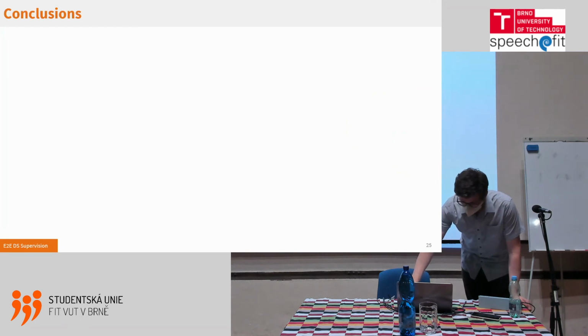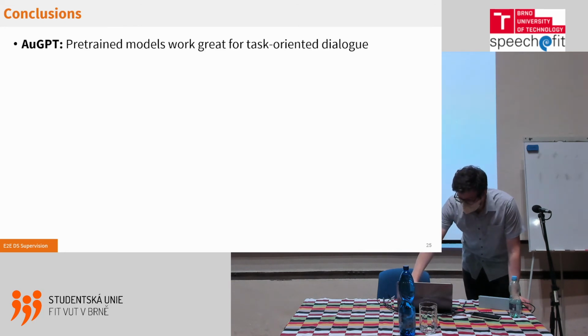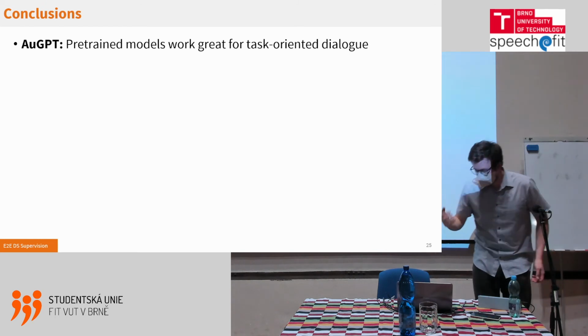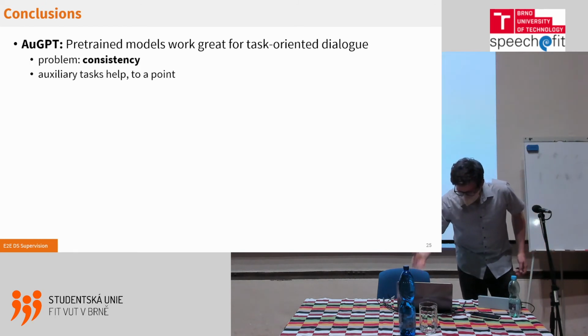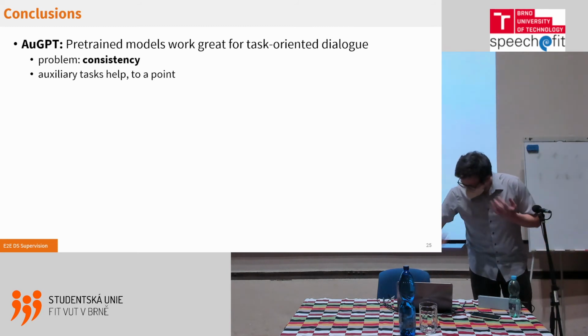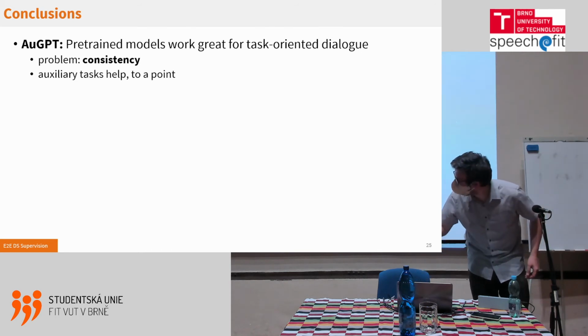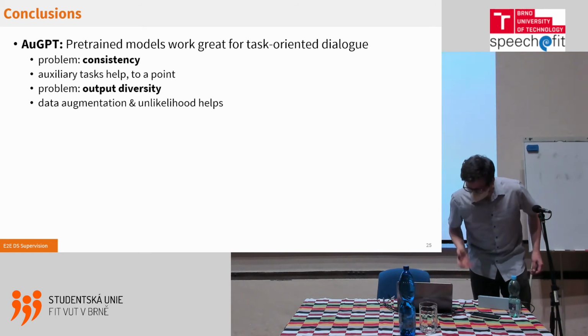So yeah, basically that was the last experiment that I wanted to show. What I wanted to say is, if you take the pre-trained models such as GPT-2, it can work great, but it has problems with consistency. You can get around it, but only to a point, or at least we didn't figure out how to remove this problem completely.